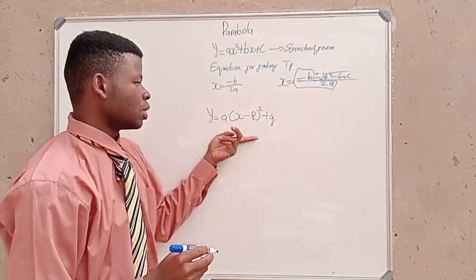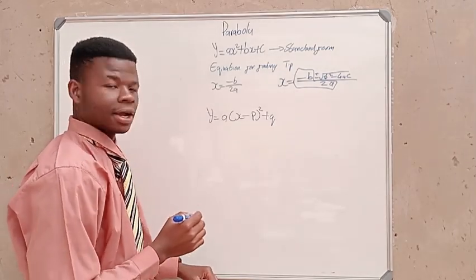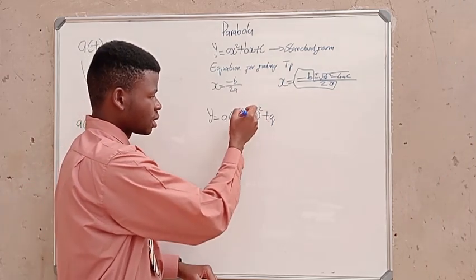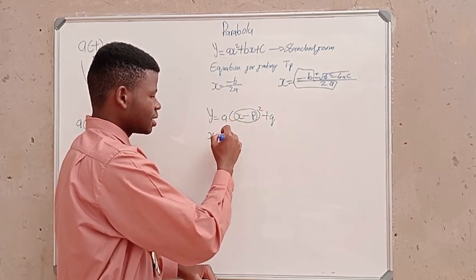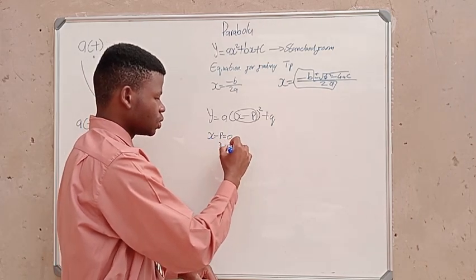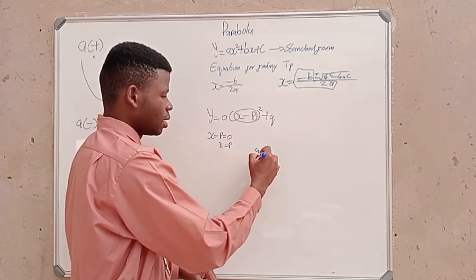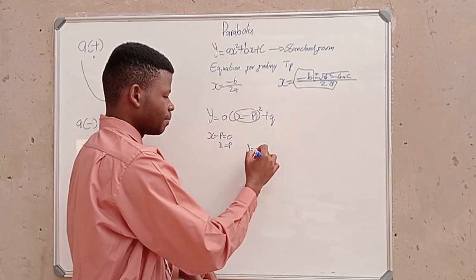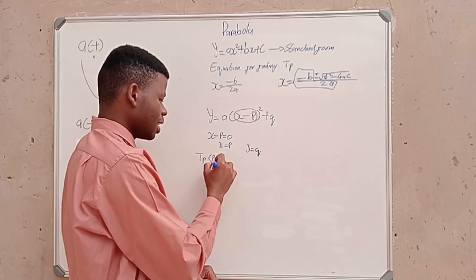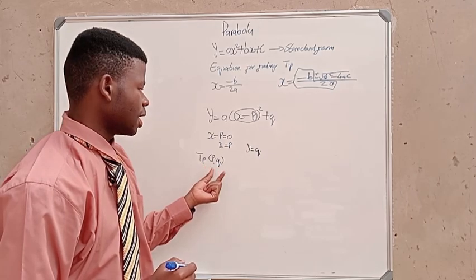If you are given this equation and they ask you how to find the turning point, you are going to take x minus p is equal to 0. Because we have a minus here, you transpose it to the other side, x is equal to p, and the q you take the way it is. So your turning point, listen carefully, is going to be p and q.